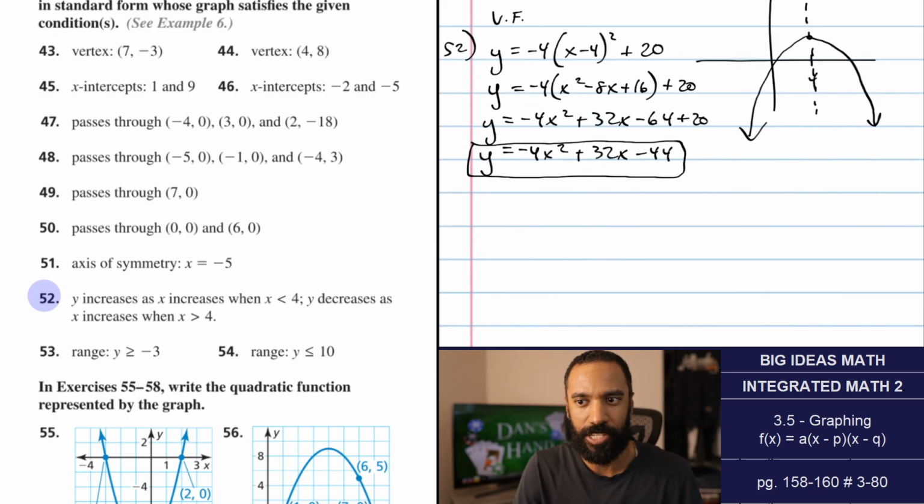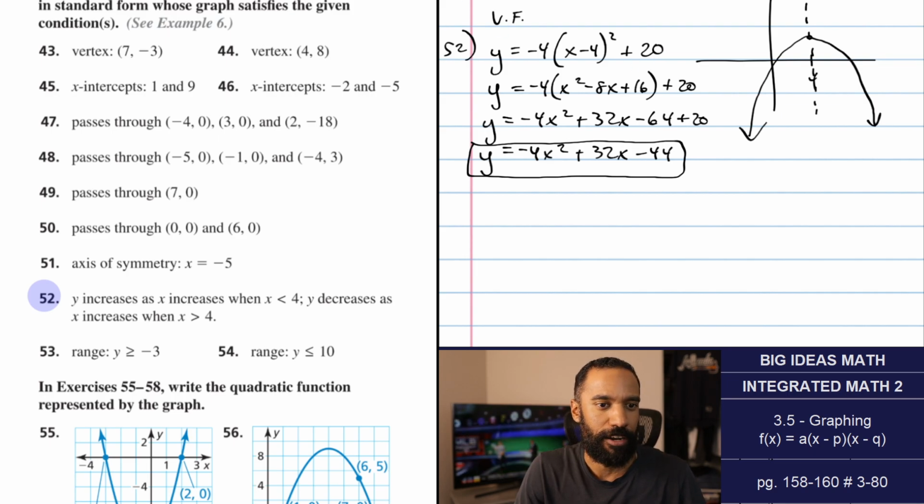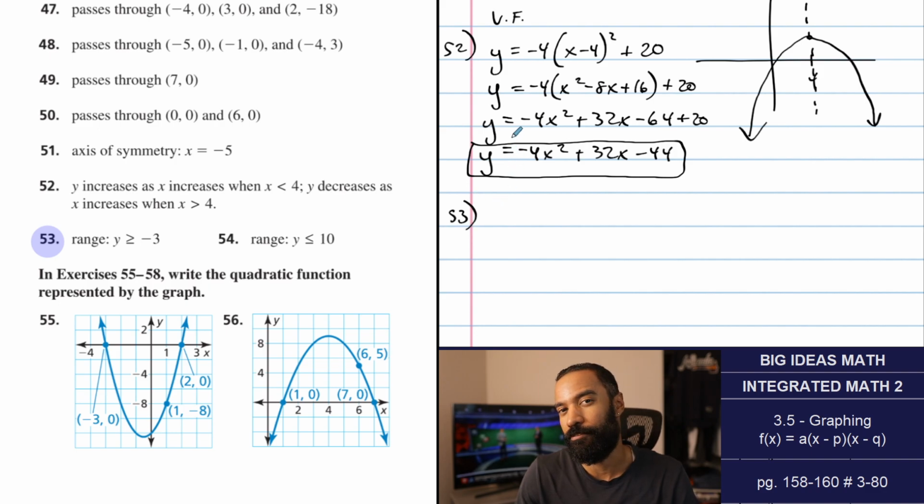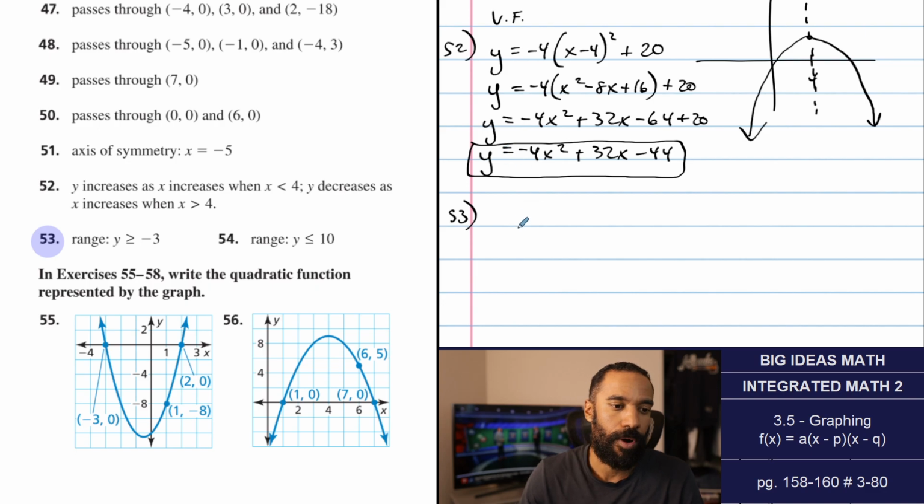That's what we're practicing, our expansion. These problems are kind of fun when we do these. Range, 53 and 54. The range is all about where your vertex is located on y. This is another version of where vertex form would be quite splendid to use and go off of that.